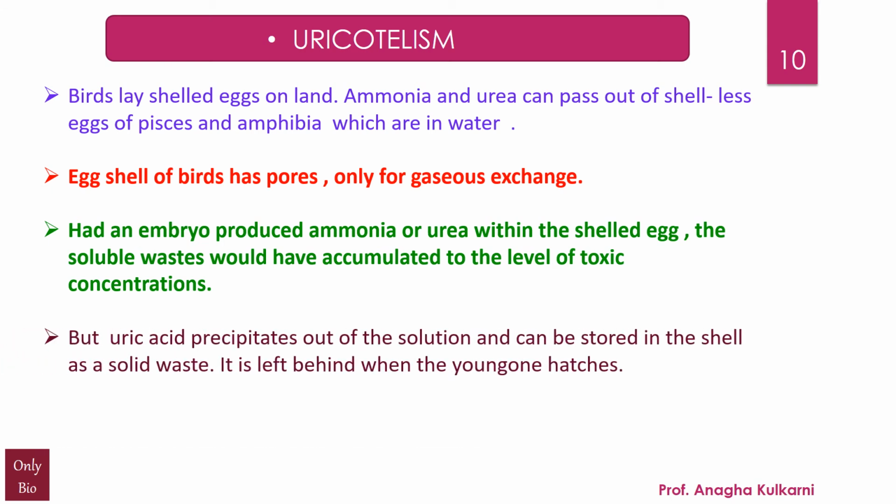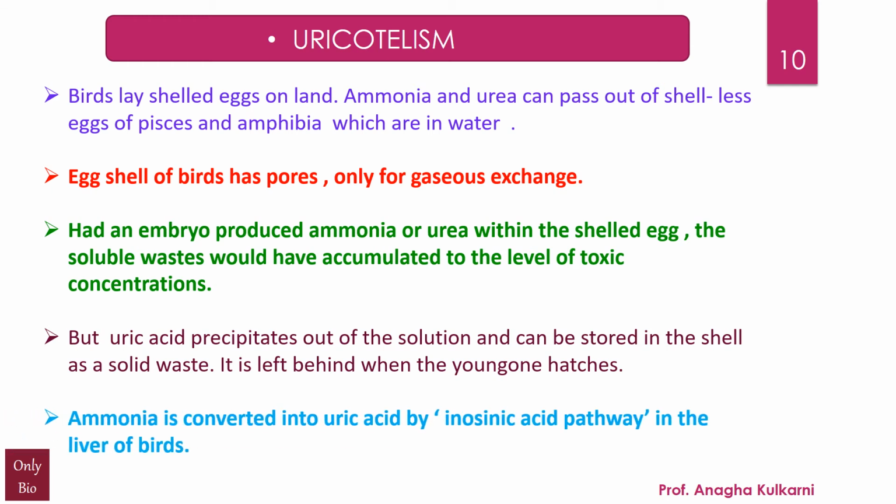But instead, uric acid is going to be produced in these. So, uric acid precipitates out of the solution and can be stored in the shell as a solid waste. It is left behind when the young one hatches out. Ammonia is converted into uric acid by inosinic acid pathway in the liver of the birds. Like in ureotelism, what did we see was the Krebs Henseleit cycle. Here we find the inosinic acid pathway.